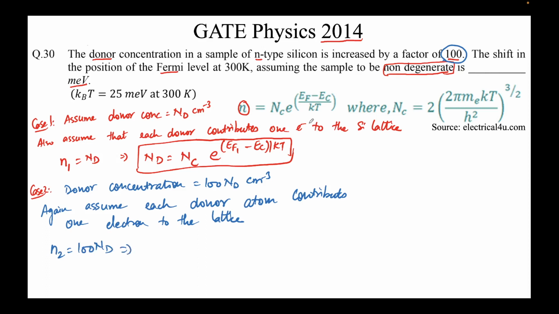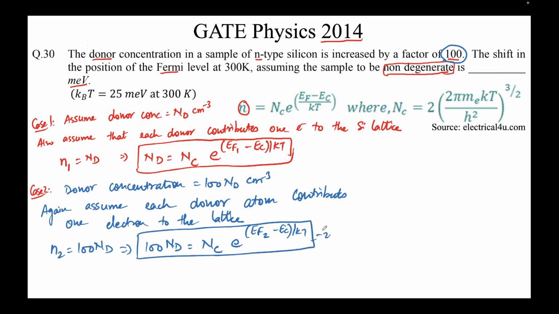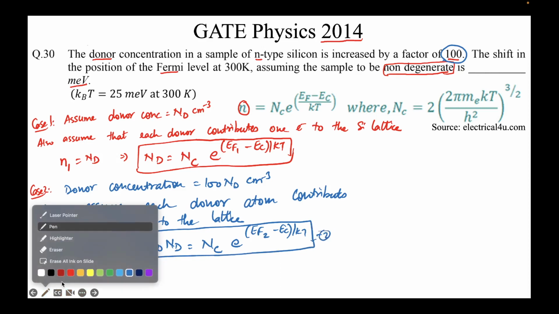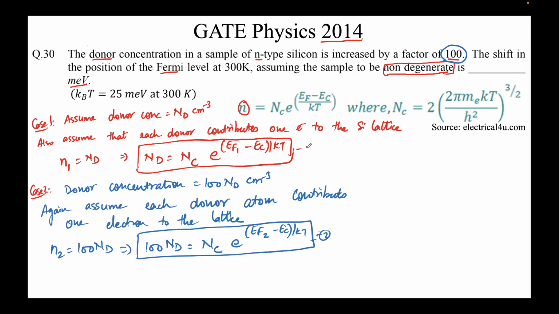And again, this formula remains valid because we are still a non-degenerate semiconductor. So I can write 100 Nd equal to Nc, which remains a constant because we're not changing the temperature and the effective mass. The lattice remains the same. Exponential of, now let's assume the Fermi level is EF2, minus EC over kT. This is the second expression, and we had the original expression as first.